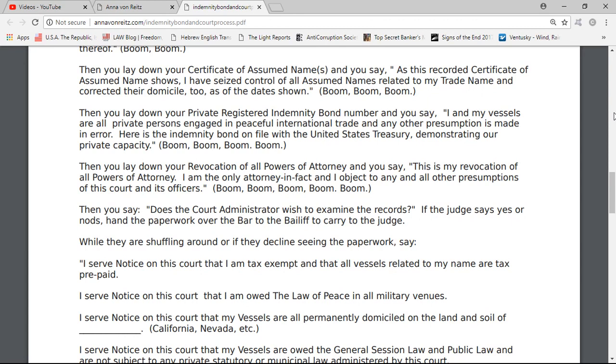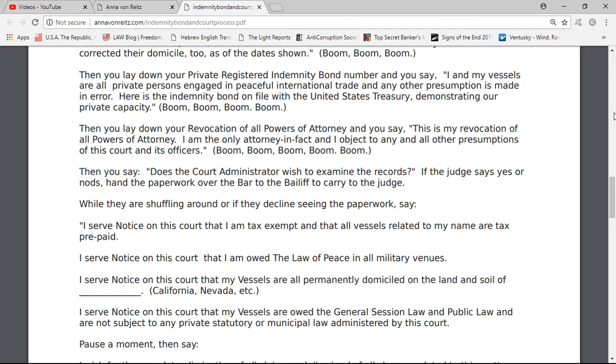Boom, boom, boom. Then you lay down your private registered indemnity bond number and you say, I and my vessels are all private persons engaged in peaceful international trade, and any other presumption is made in error. Here is the indemnity bond on file with the United States Treasury demonstrating our private capacity. And then there's four booms.